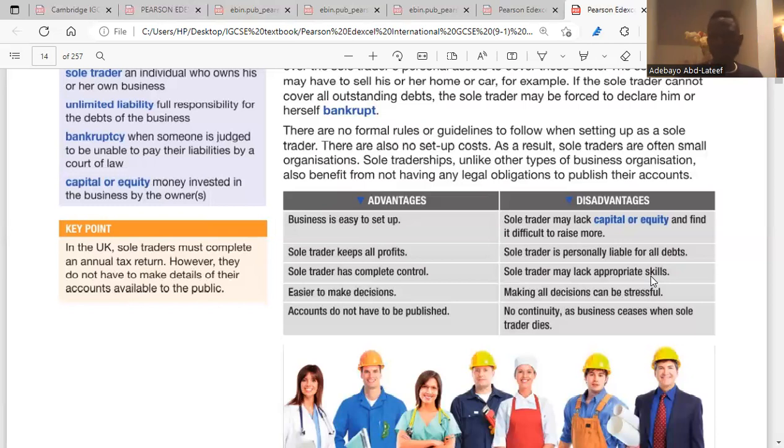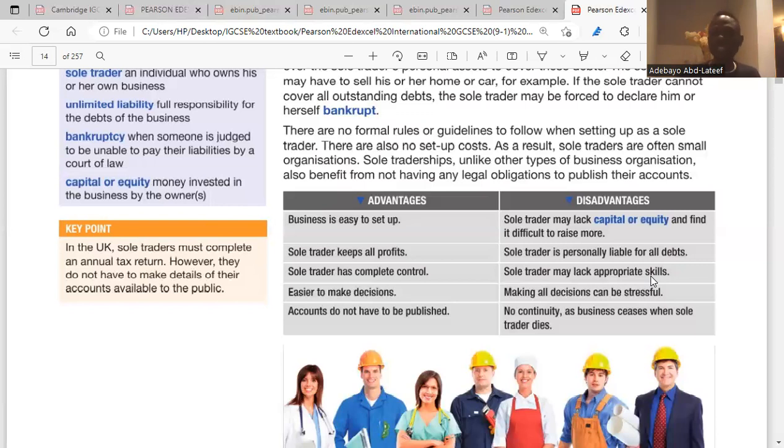Okay. The fourth one, making all decisions can be stressful. You have to take all decisions. You take financial decisions, you take logistic decisions, you take managerial decisions, you take whatever decision has to come in the operations, and that might wear you out. Of course. And you have to work long hours because it's only you.